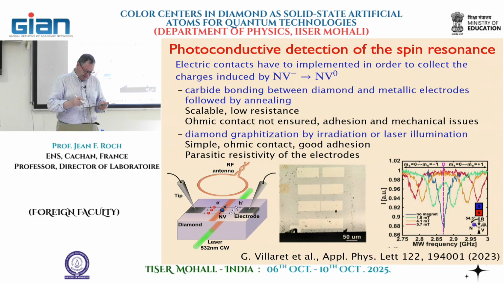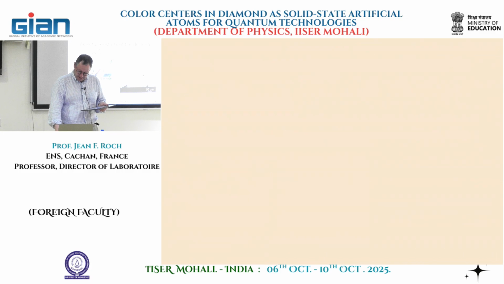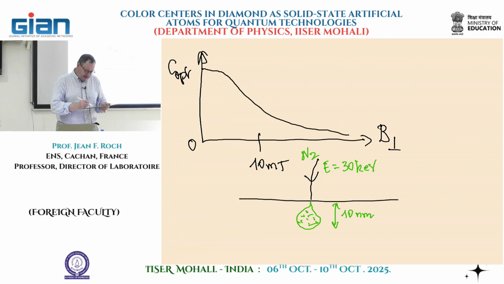When we have that situation, we nevertheless have one atom. This is the nitrogen. And all around there are vacancies.